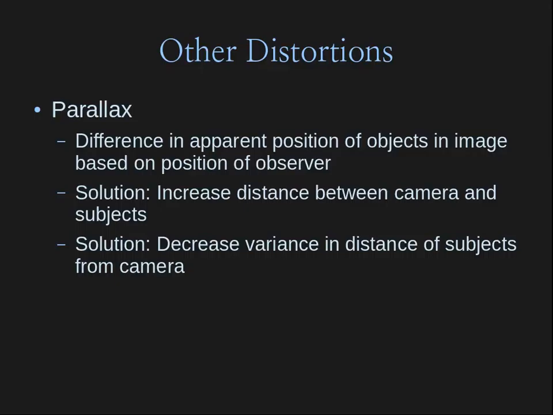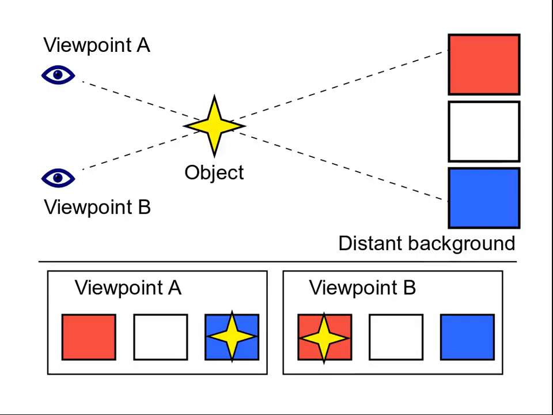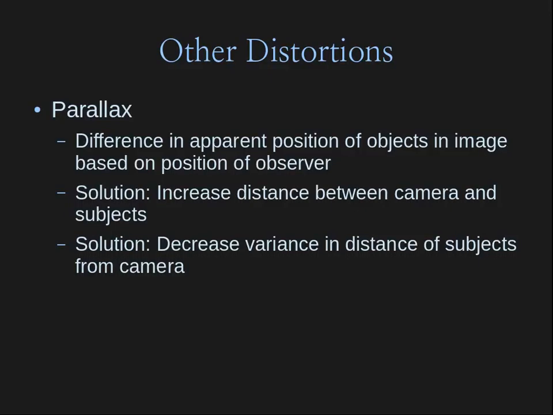The other thing is to decrease the variance in the distances of something away from the camera. So if we don't have, again going back to this, if this object is moved closer to this background, then the effect of parallax is going to be diminished as well. It's kind of one general thing on there: trying to keep everything on the same level works well.